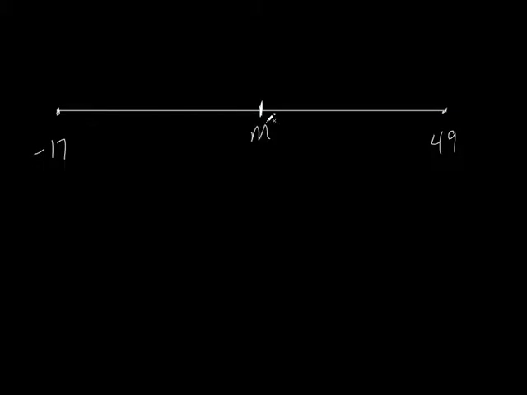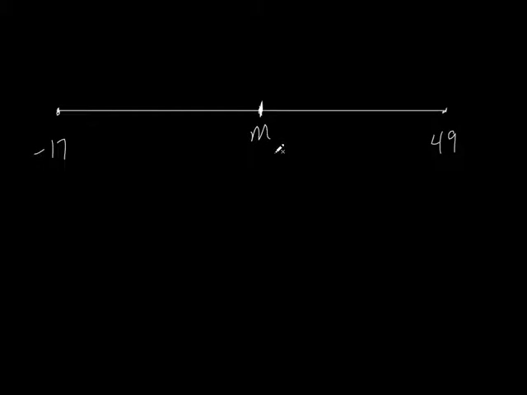Now, I picked real easy numbers right there. What if I picked numbers that weren't quite so easy to figure out the midpoint of? Let's just make one up. Let's say negative 17 and positive 49. Let's say we want to find the midpoint. We'll call it M, point M for midpoint. We want to find out where that point actually is located.